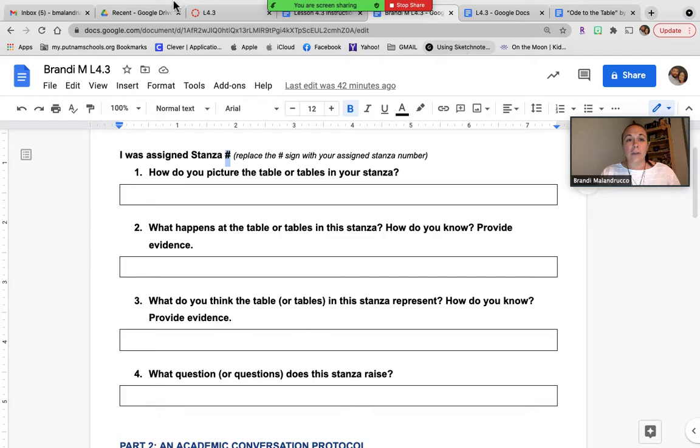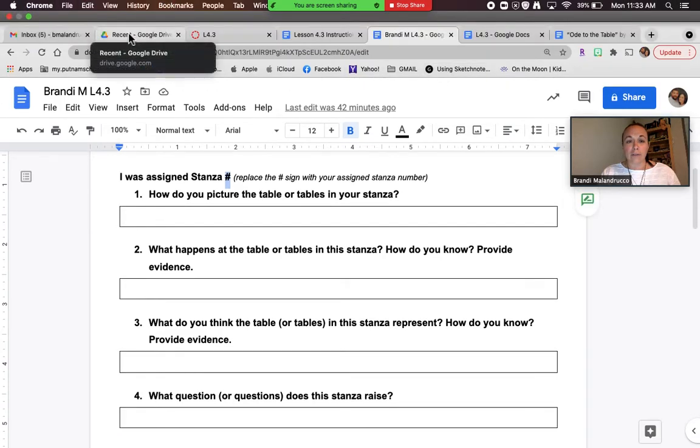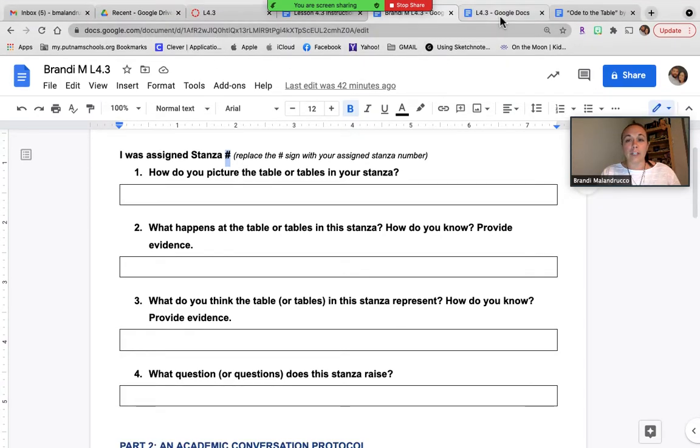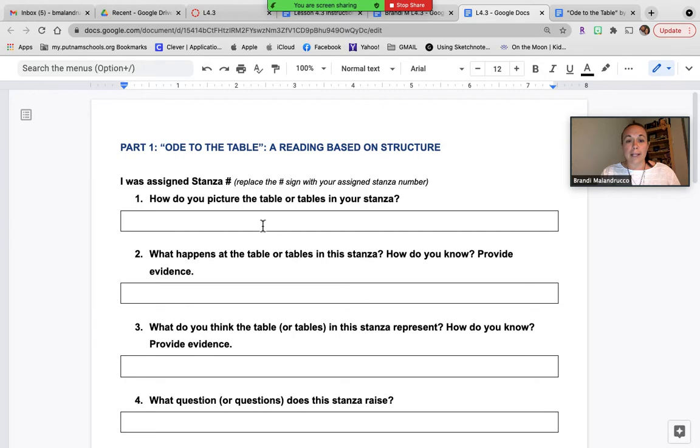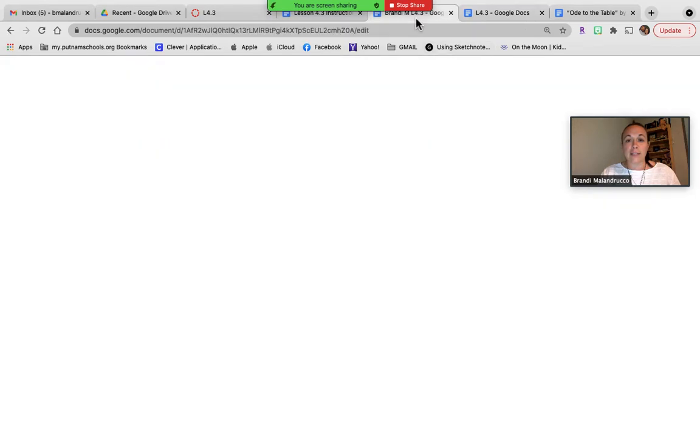And then you need to go back to your Google Drive and pull up the original L4.3, which it says in your directions, and you need to pull your answers that you had here and place them in the new one.